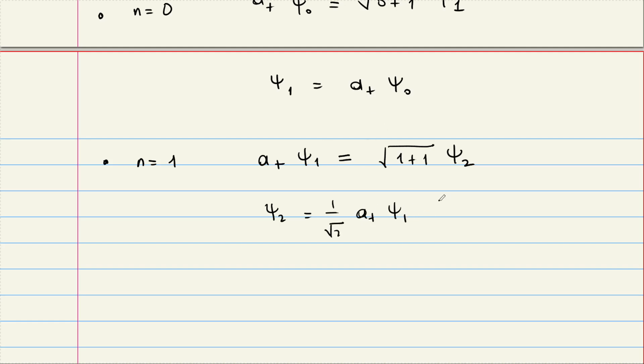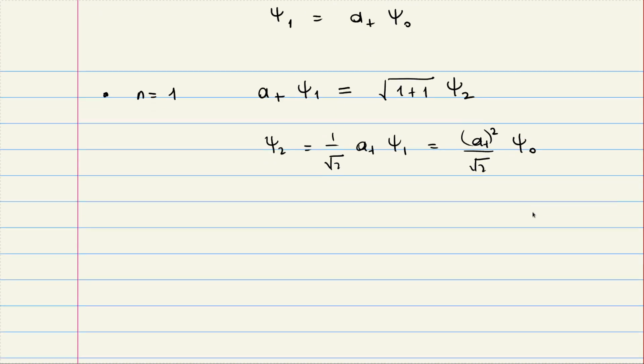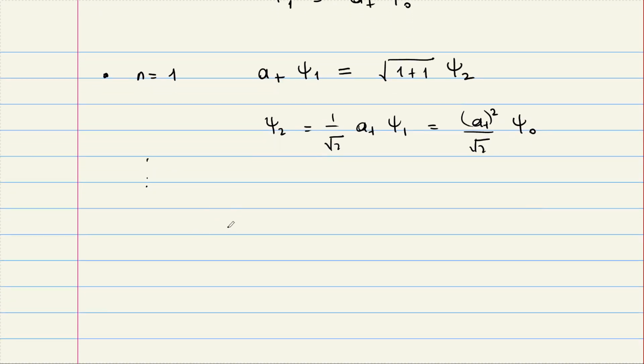But psi 1 was written in terms of psi 0. So it is going to be A plus squared divided by root 2 psi 0. And you can keep doing this. For the n state, psi n is going to be A plus to the power n over root n factorial, acting on psi 0. And the corresponding energy, again, I remind you, we already found: h bar omega times n plus a half.